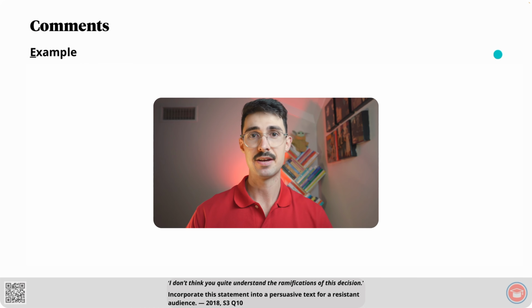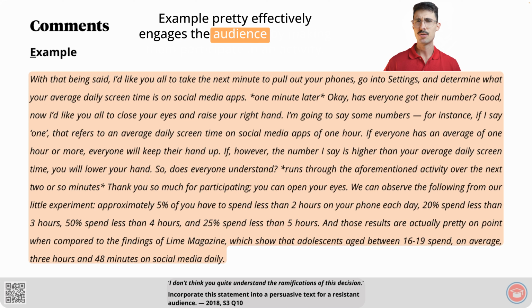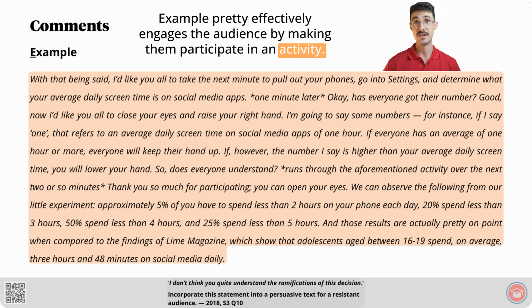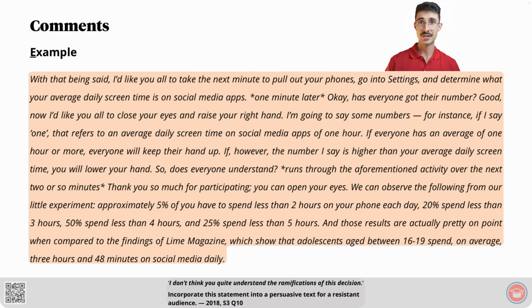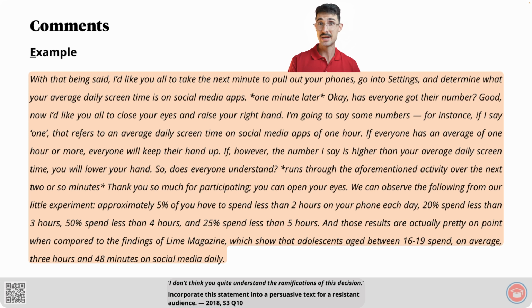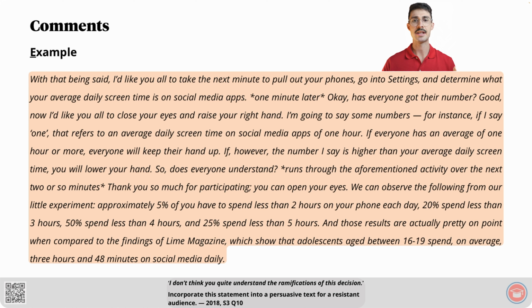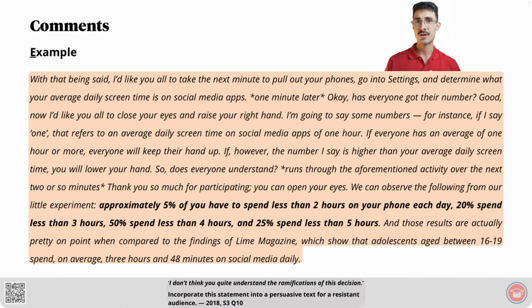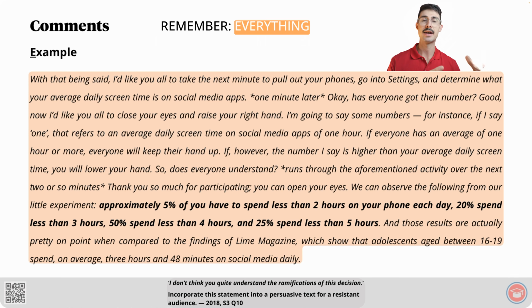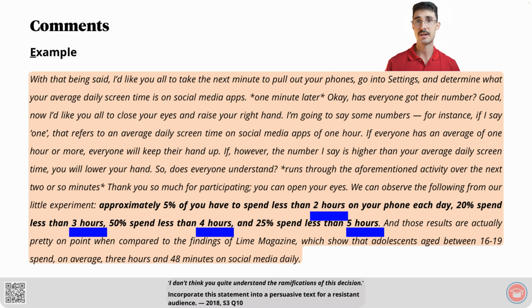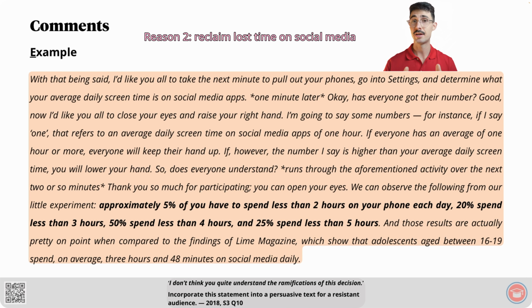Next up, we had the example. This example pretty effectively engages the audience by making them participate in an activity. This also tells the marker that I'm adhering to the conventions of the form, a persuasive speech, by directly engaging with the audience, getting them to participate in certain things. Also note that the activity does have a very relevant purpose. I haven't just chucked it in there for the sake of it. Remember, everything has to advance my thesis. This example is doing that because it illustrates how much time adolescents spend on social media daily. My second reason, the reason this paragraph discusses, is that we need to reclaim lost time on social media. And here I'm saying how much time we lose.